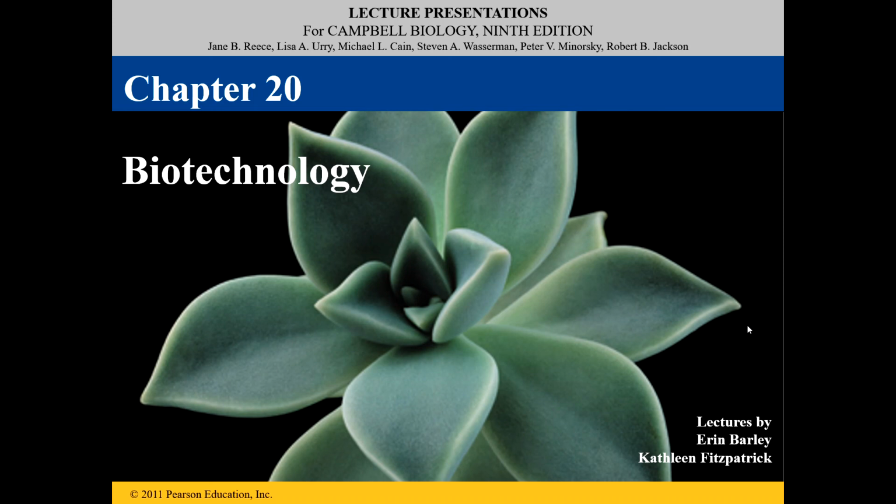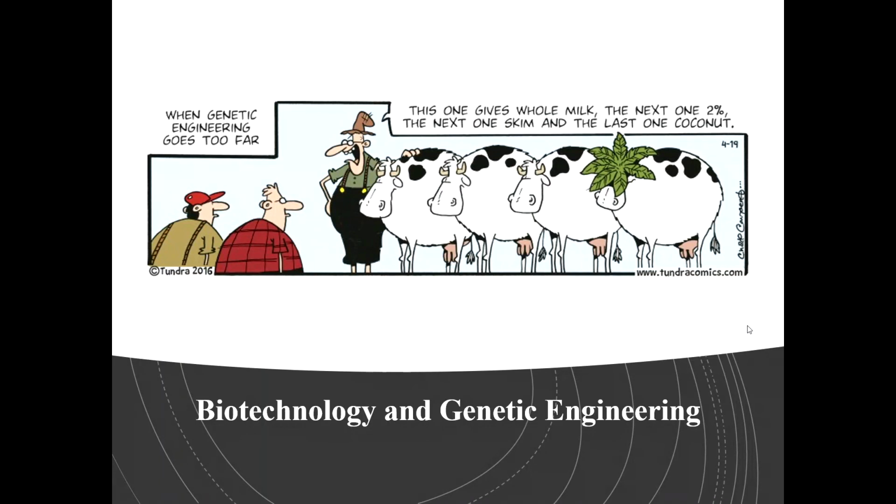So today we are moving to chapter 20, which begins on page 117 of your course outline, page 413 in the text. This chapter deals with biotechnology and genetic engineering, which is essentially manipulation of genes to have the outcomes you desire. And I saw this little comic strip, 'When genetic engineering goes too far,' and look at all these cows.